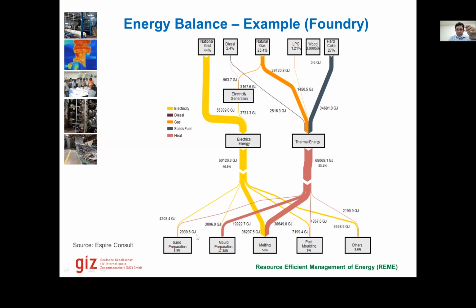All others are actually low consumers, so they first need to focus on the melting process, then on the mold preparation process, and then the post molding process. So that is how they can prioritize their efforts on energy efficiency.